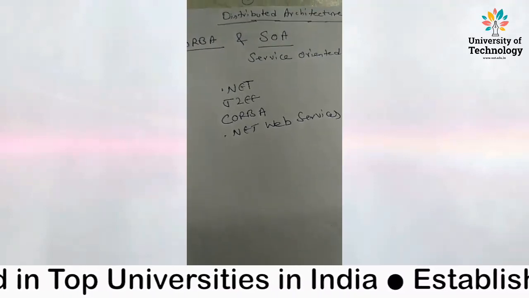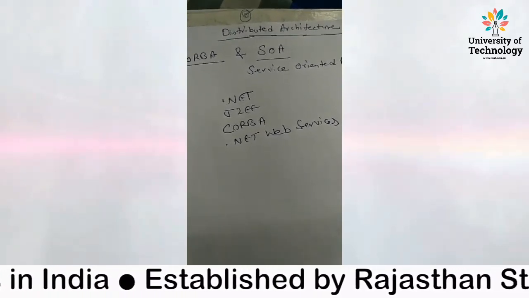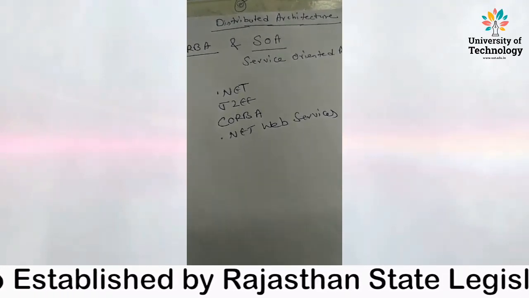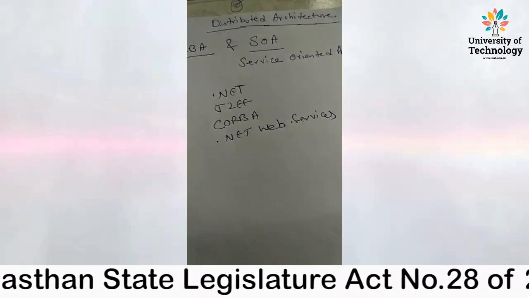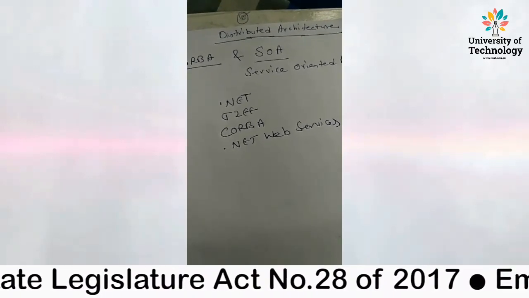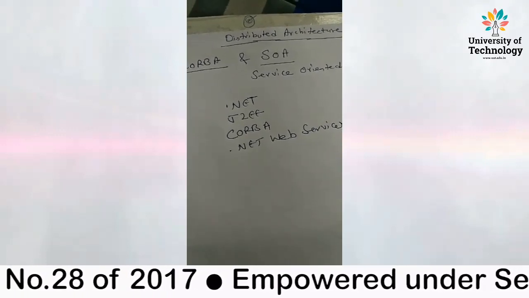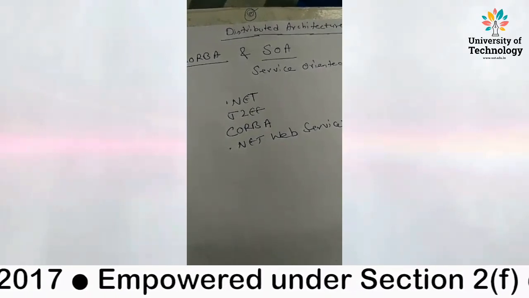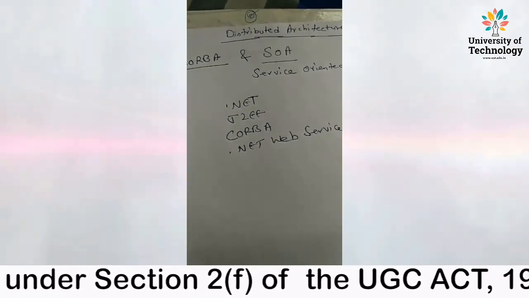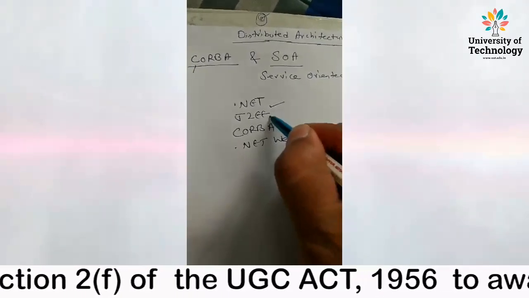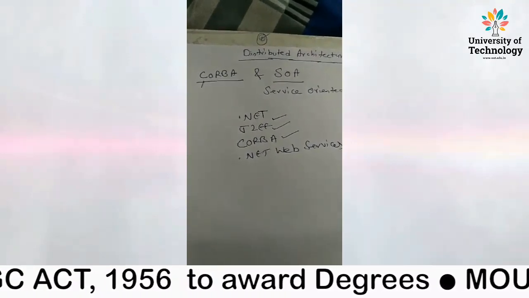So first, in this architecture, information processing is not confined to a single machine. Rather, it is distributed over several independent computers. Second, our distributed system can be demonstrated by the client-server architecture, which forms the base for multi-tier architectures. Alternatives are the broker architecture, such as Corba and SOA. Technology: .NET, J2EE, Corba, and .NET Web Services. Next, middleware.